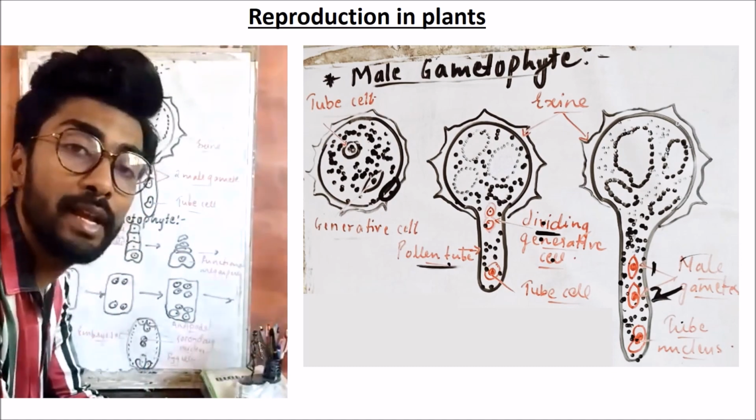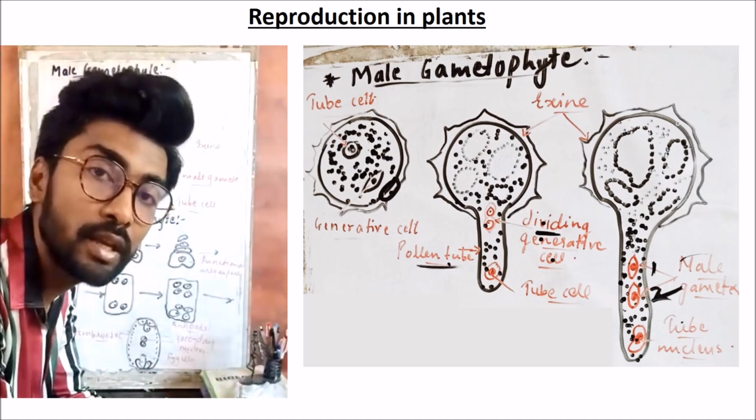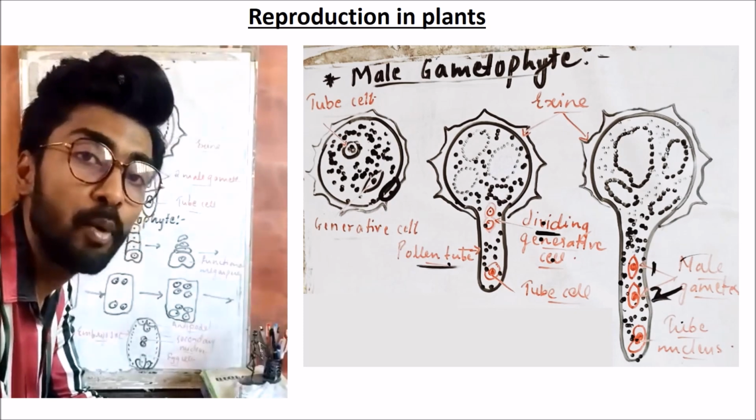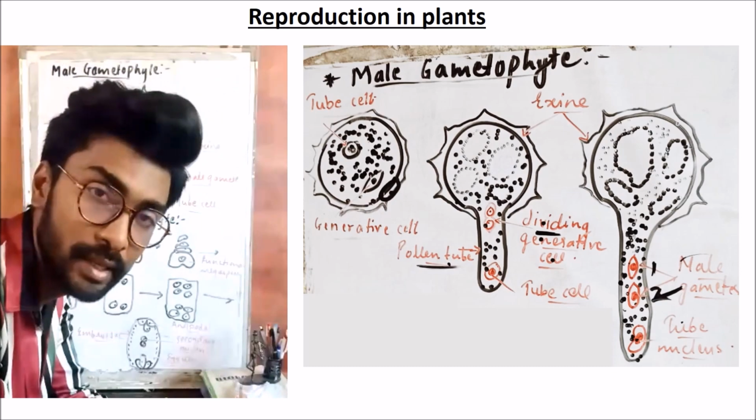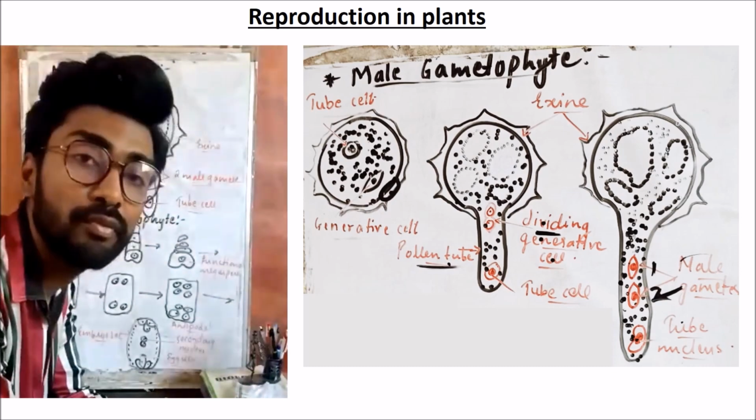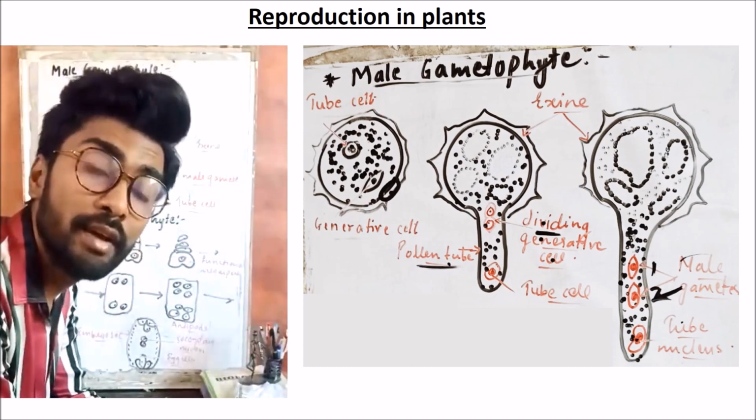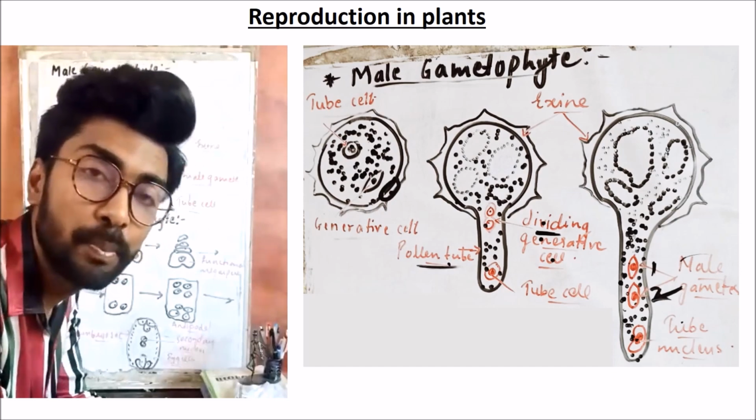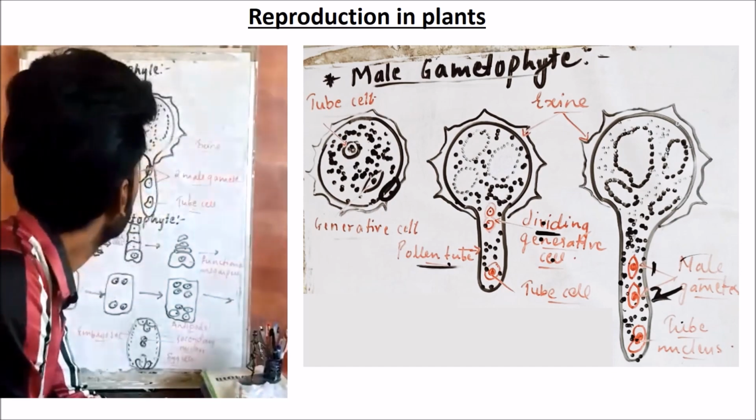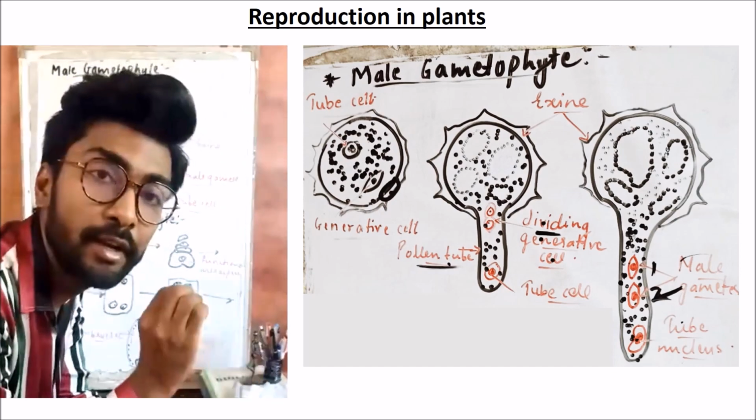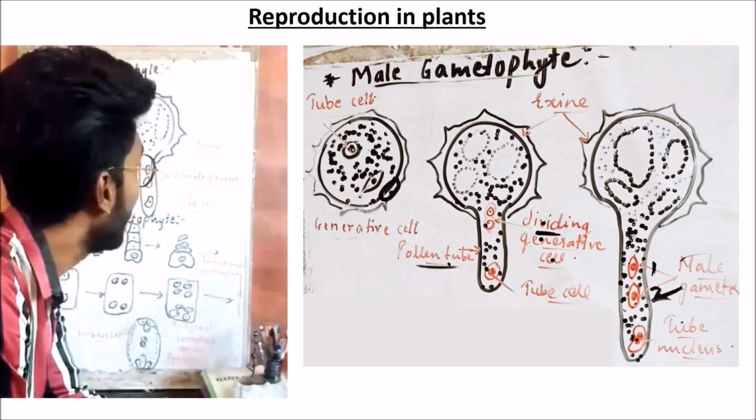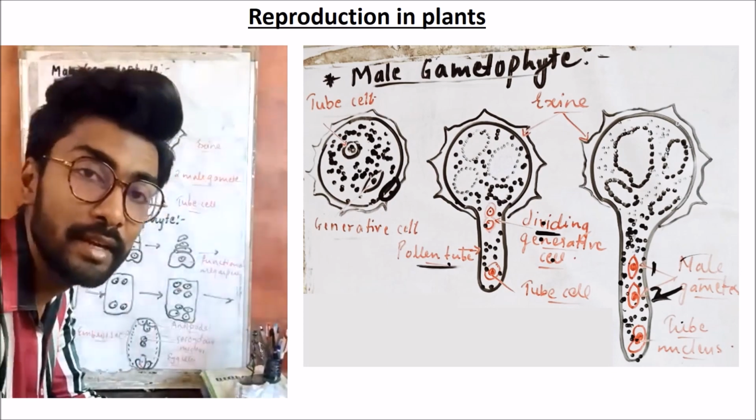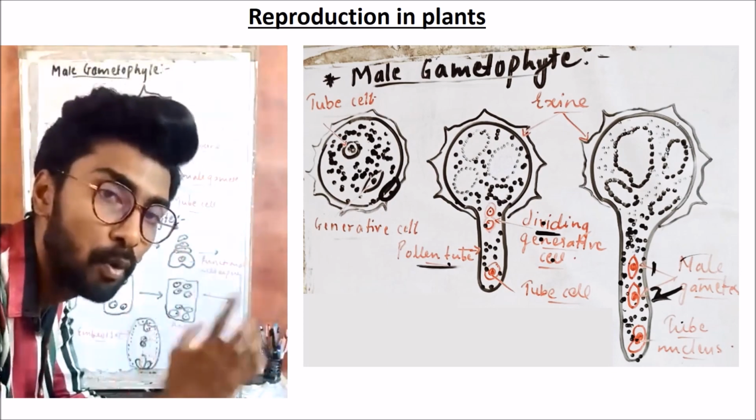The development of the male gametophyte generally takes place from a single pollen grain or a microspore cell, right? So the pollen grain is the first initial cell which plays an important role in the formation of the male gametophyte. The development of the male gametophyte is endosporic and monosporic, right? Endosporic means it takes place inside the spore, and monosporic means it takes place from a single spore.